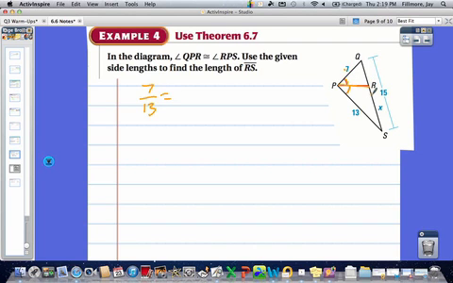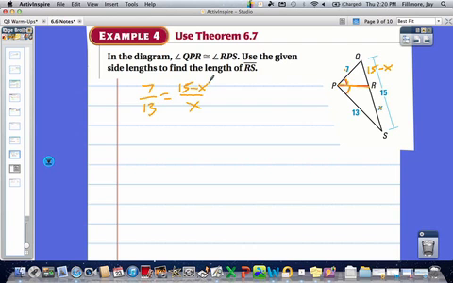So this bottom part is x. We don't have anything labeled for the top part. But if this whole thing is 15, then this top part is 15 minus x. So the whole thing, take away this guy, we're left with up here. So it's 15 minus x.